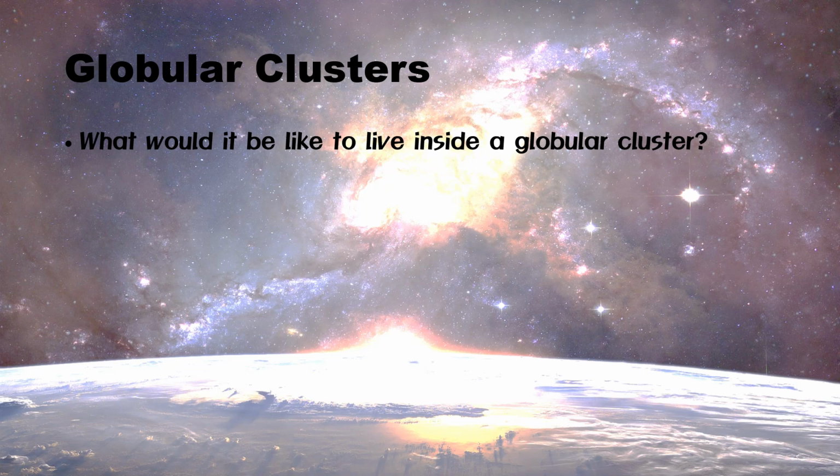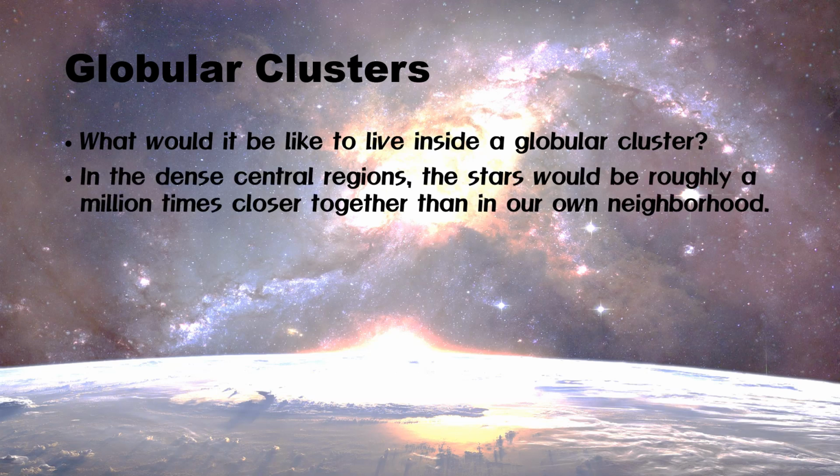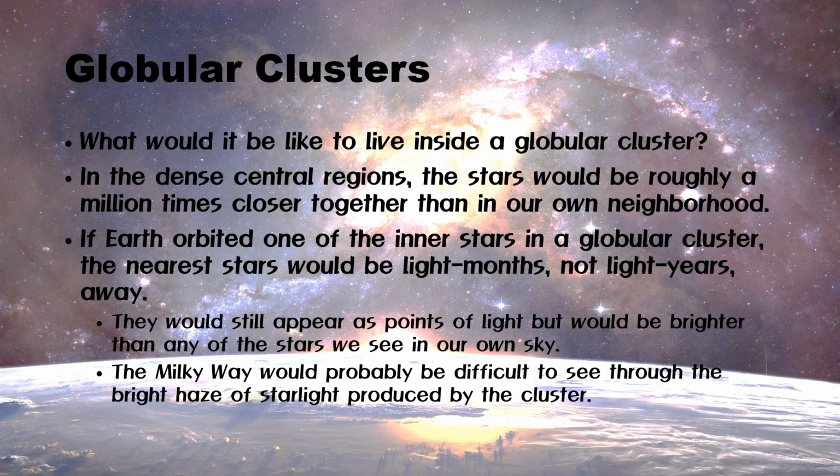So, what would it be like if we could actually live inside a globular cluster? Well, in these dense central regions, such as image B we just looked at, the stars would be roughly 1,000,000 times closer than what we see within our own local neighborhood. If Earth orbited one of these inner stars in a globular cluster, the nearest stars to us would be light months and not light years away. It would be pretty convenient if we were trying to travel to another one.